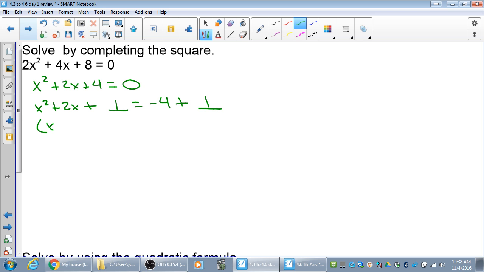Now this factors into x plus 1, which is x plus 1 squared. That was the whole purpose, to find what adds to 2 that's the same number. It's got to be the same number. Equals negative 3. Right, Maddie? Right. So next step.